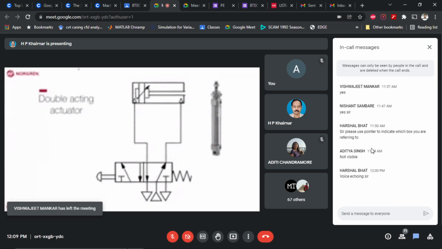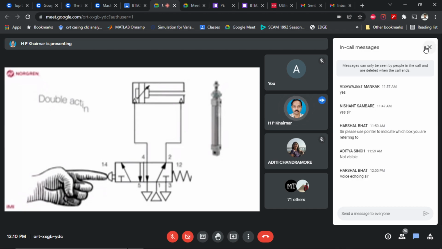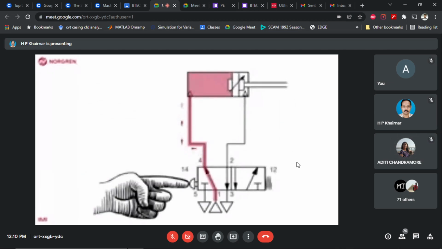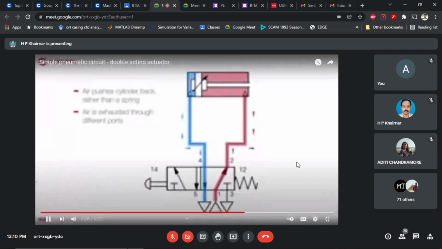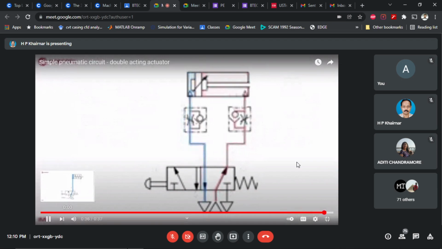The second example uses a double-acting actuator. When the button is pressed, back of the cylinder pushing it out. But this time, when the button is released, air is sent to the front of the cylinder, pushing it back, relying on a spring. Air is exhausted through different ports depending on the position of the cylinder. Best practice would see unidirectional flow regulators to ensure that maximum flow is allowed into the cylinder, but flow is controlled when in the exhaust phase on each side.